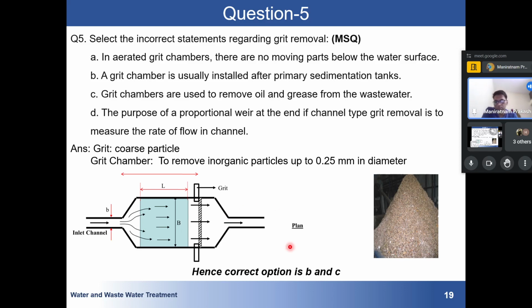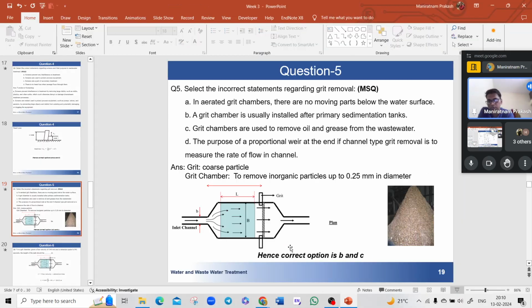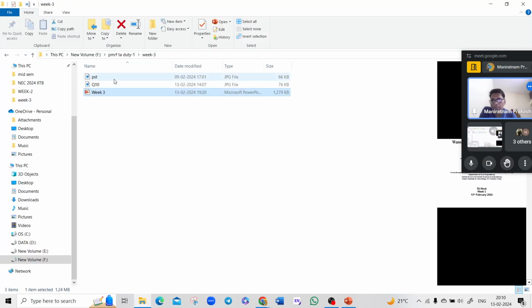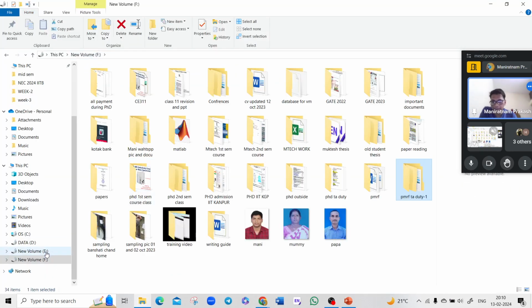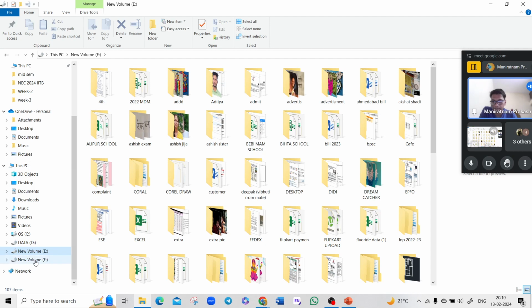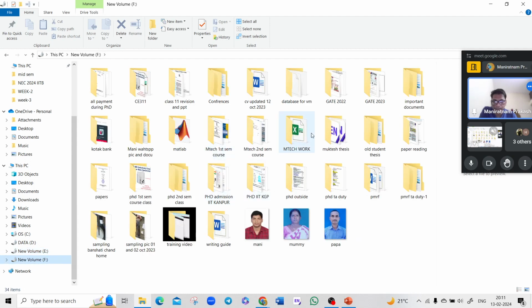Just wait a minute, I will show you one diagram of how this grit chamber works.